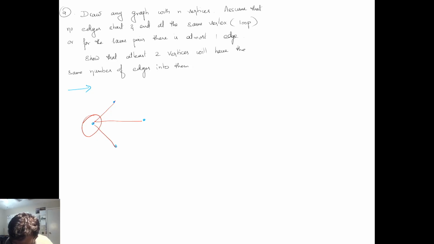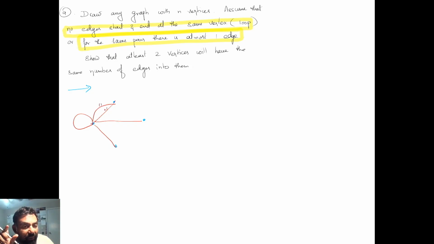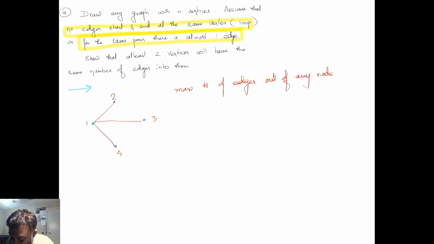So the first constraint is there is no edge which starts and ends at the same vertex, and for the same pair there's at most one edge, which basically means that I cannot build an edge like this, or I cannot say that there is this one and that one both connecting the same pair of vertices. If none of that is allowed, which is basically the interpretation of what is called a simple graph, then if I have nodes 1, 2, 3 and 4, the maximum number of edges out of any node will be n minus 1.